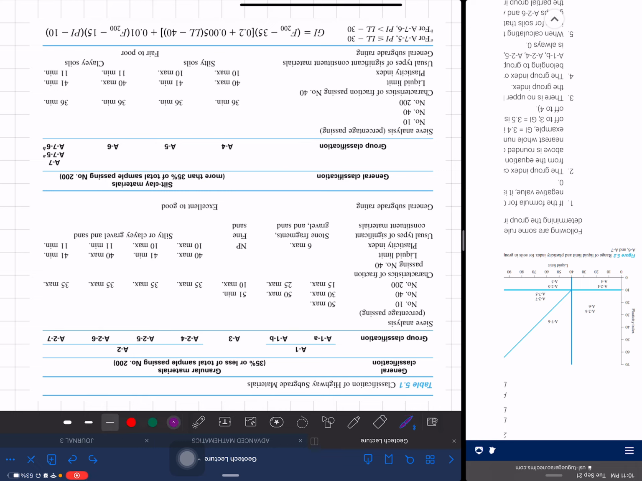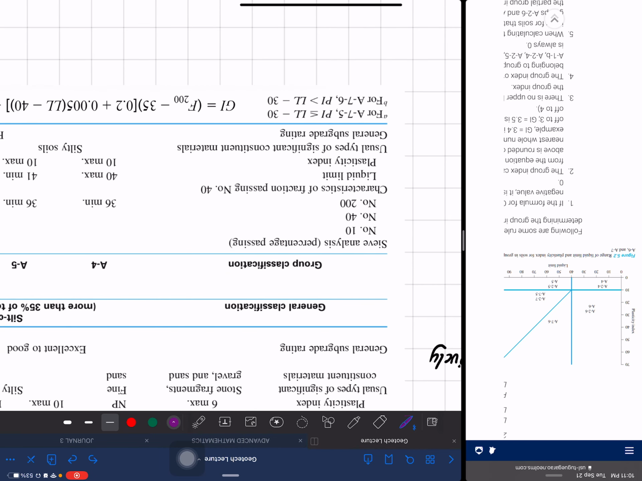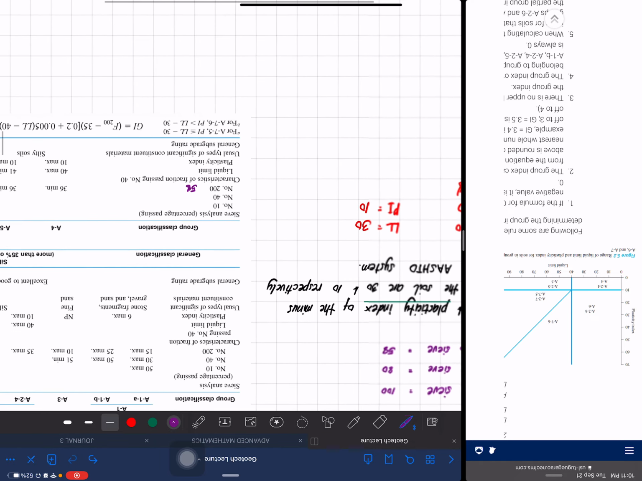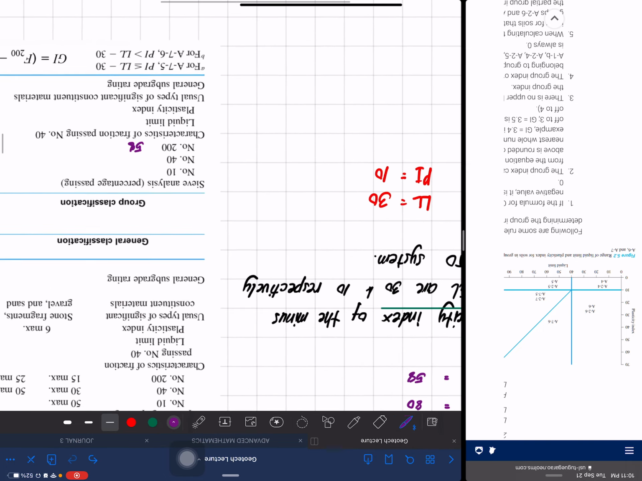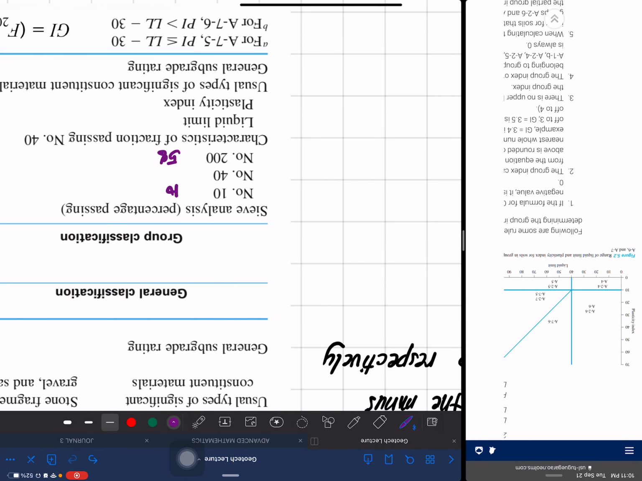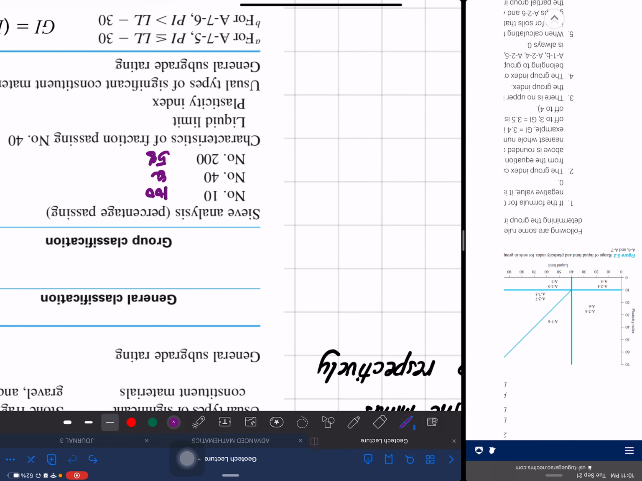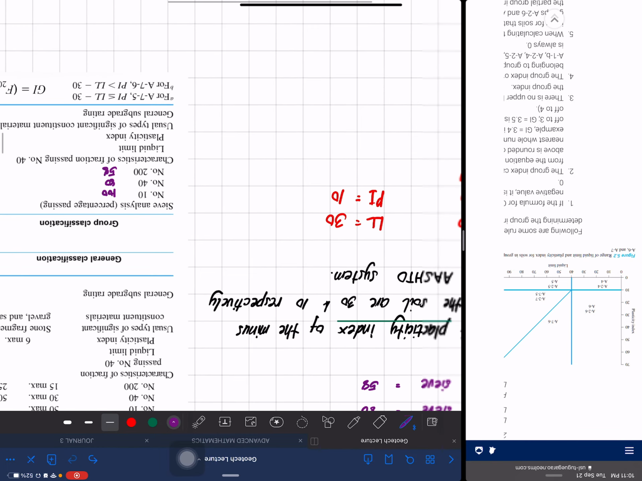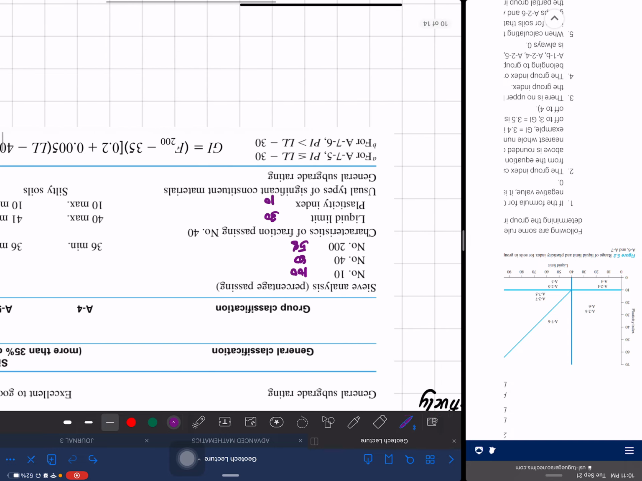Okay. So, sulat ko na lang dito. 58 yung percent passing sa number 200. Next is 100 ang passing sa number 10 sieve. Ayan. And then 80 naman sa number 40. Tapos binigay din yung liquid limit and plasticity index. So this is 30 and this is 10. There you go. Now, let's classify.